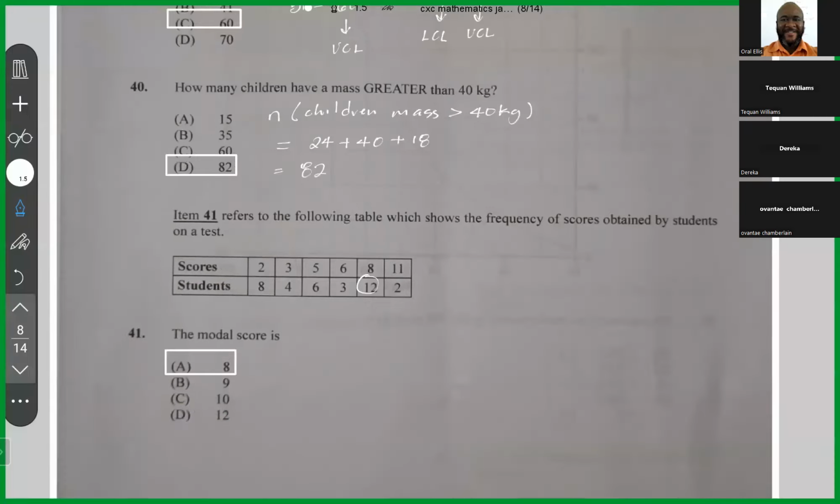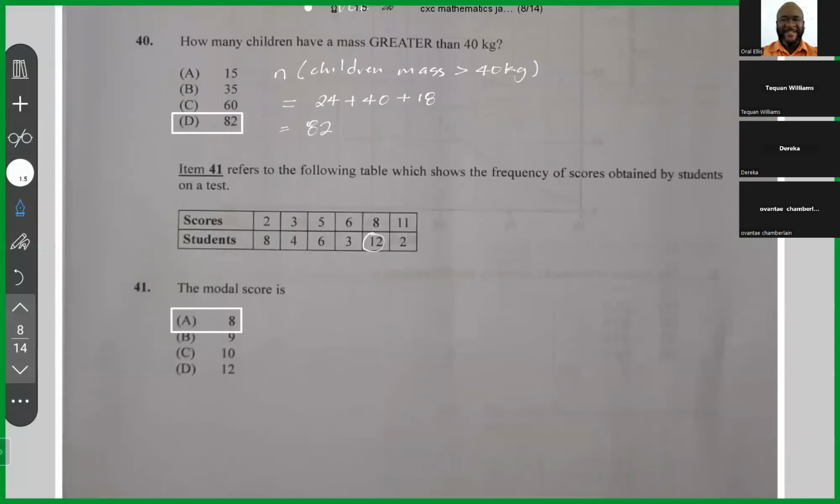Item 41 refers to the table which shows the frequency of scores obtained by students on a test. The mode score is... Now the mode is the value with the highest frequency. The frequency is the number of students. These are the values, and these are the what? The number of students corresponds to the frequency. The highest frequency is 12, and it corresponds to a score of what? 8. The mode is 8.